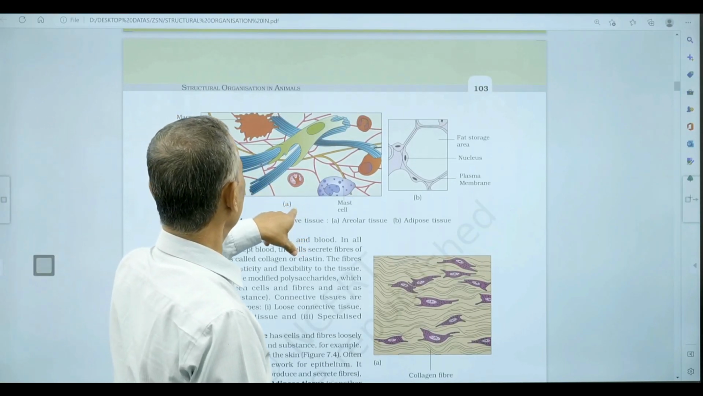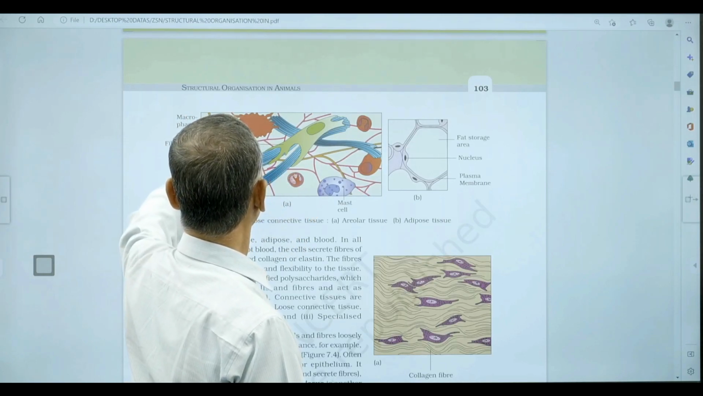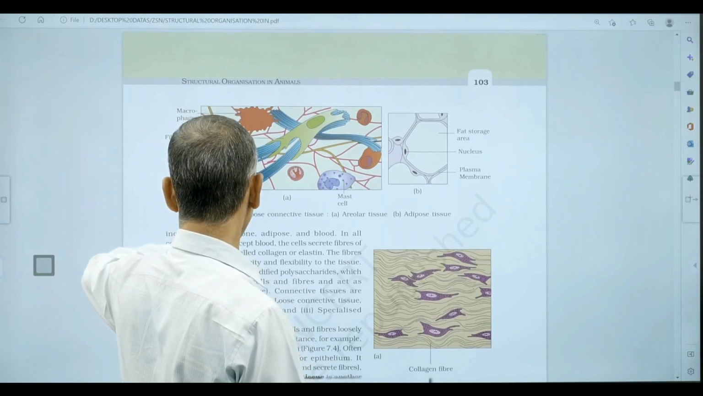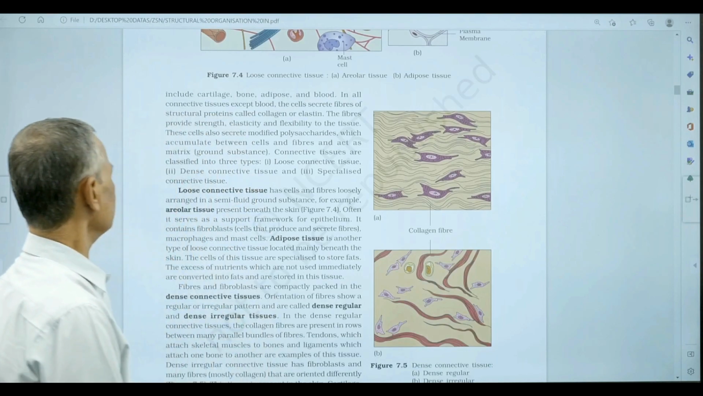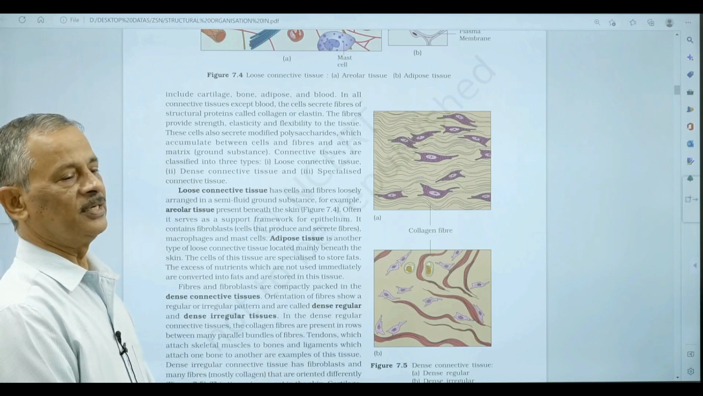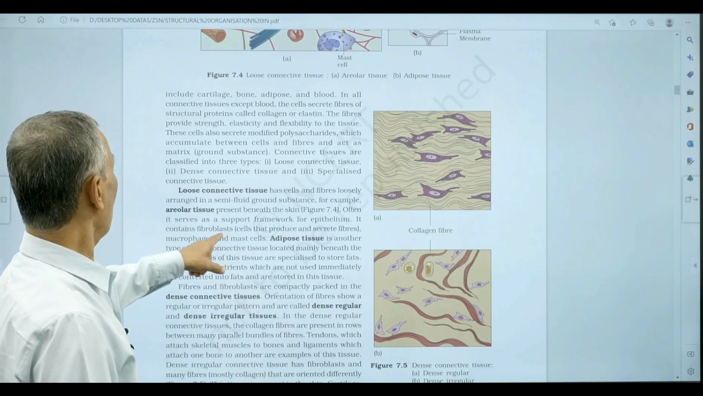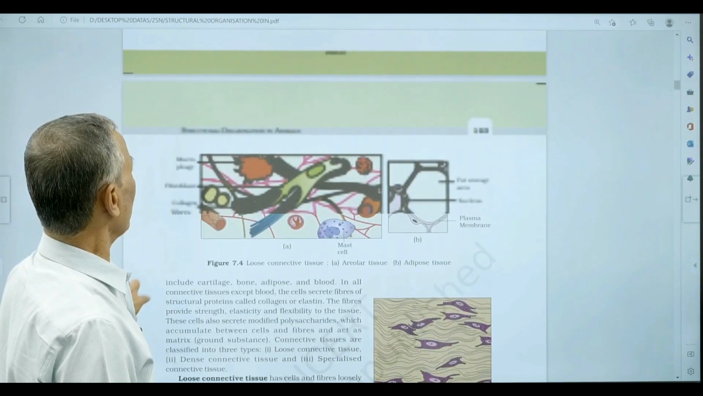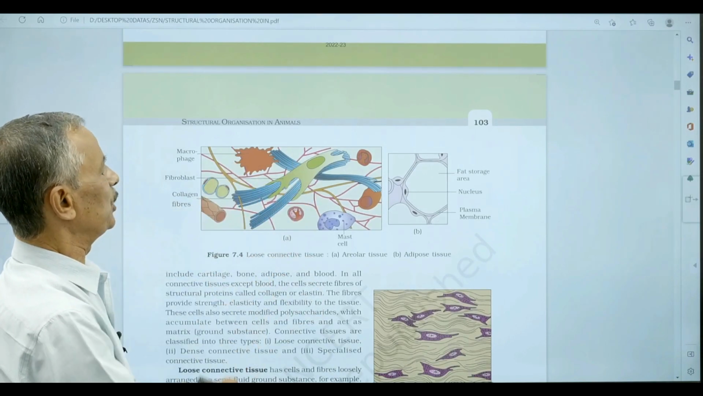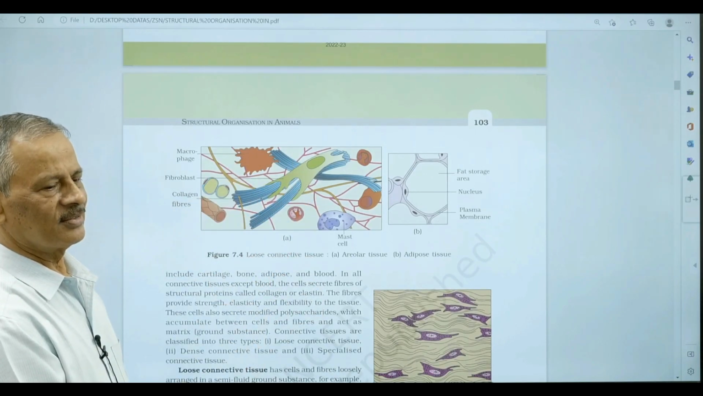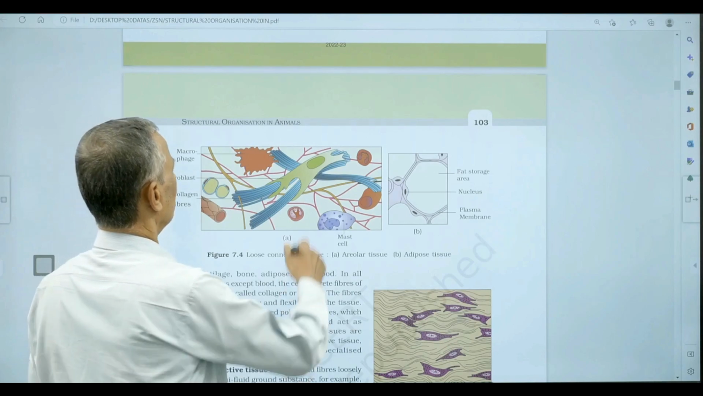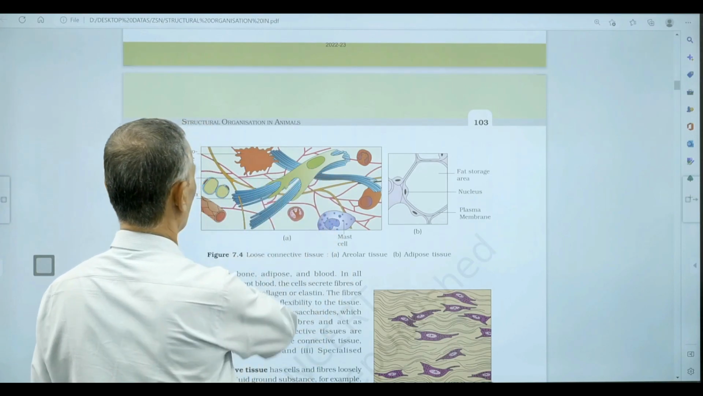Here you can see different types of cells. You are having mast cells. These mast cells are cells that will be producing histamines. You also have macrophagic cells, amoeboid cells, which can produce pseudopodia and eat, take in, and digest solid materials. That is why it is called macrophagic. Then the most important type of cell is fibroblast.